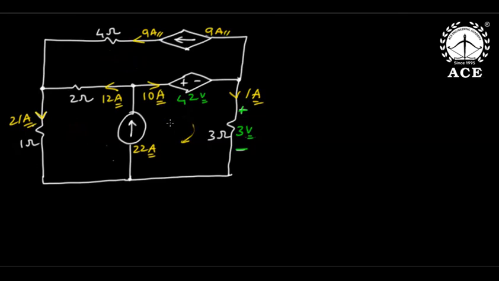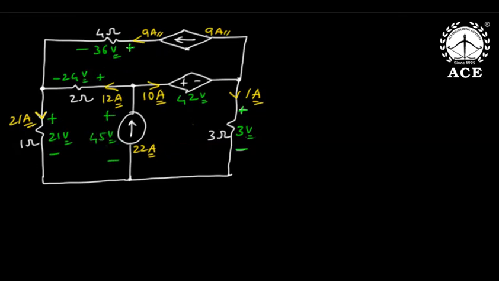Now, if I write the branch voltages: this is 21 into 1, 21 volt. This is 12 twos are 24 volt. This is 9 fours are 36 volt. Still this voltage, now you write a KVL here. This is 24, this is 21, so 24 plus 21, this is 45 volt.